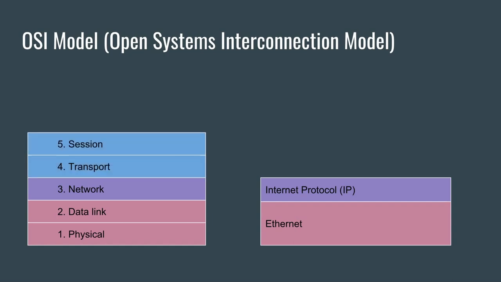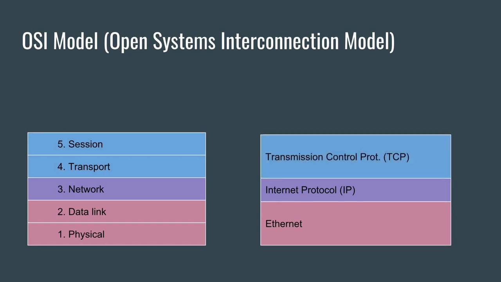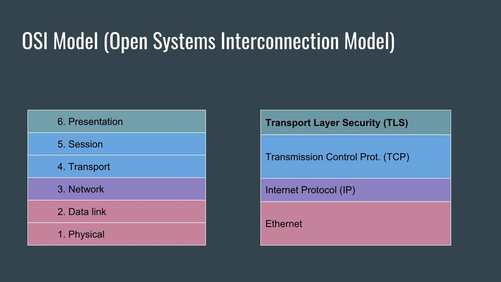Above that, we have the session and transport layers. I would say the TCP protocol is an example of this, where the protocol is responsible for retransmitting packets if they get lost, or making sure they arrive in the right order, in general setting up a long-lived connection. And above that, we have the presentation layer. This is where TLS comes into play. It is adding security to all those layers that come below.